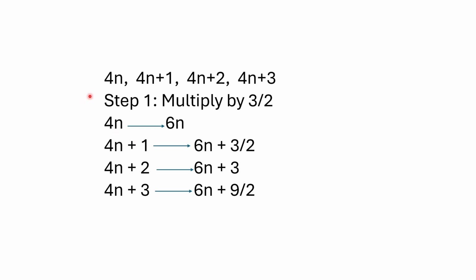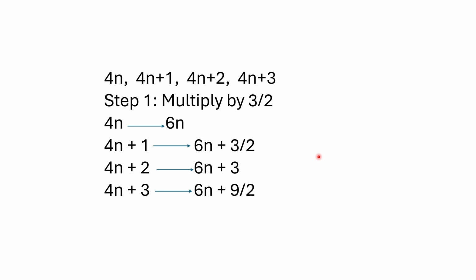So 4n. After step 1, we get 6n, right? 4n multiplied by 3 divided by 2, we get 6n. So we do the same thing to this one too. 4n plus 1 multiplied by 3 divided by 2, you get 6n plus 3 divided by 2. And do the same thing, you get this. Do the same thing, you get this. So these are basically the numbers that we get after applying step 1.